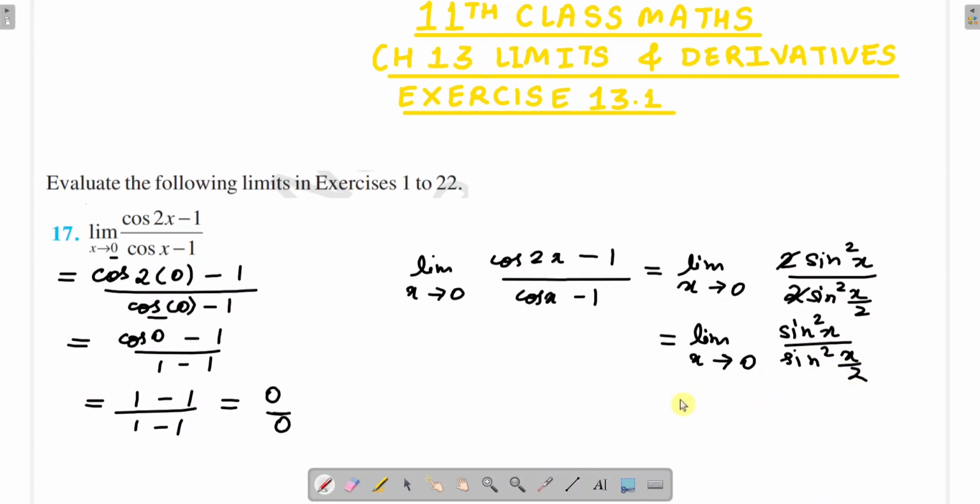Here we have to now start manipulating the function. So how to do this? This will be equal to limit x tends to 0. You can see that you have sine square x divided by sine square x by 2. You have to multiply and divide by x square here. Okay, multiply and divide by x square. You have to manipulate this. Why? Let us see.